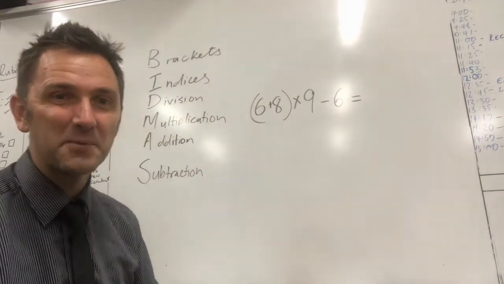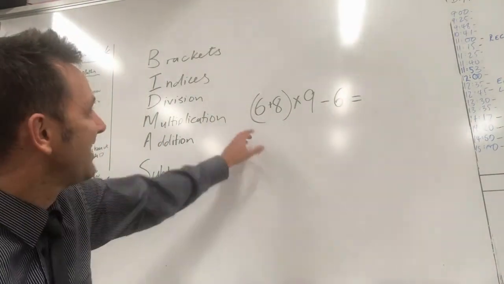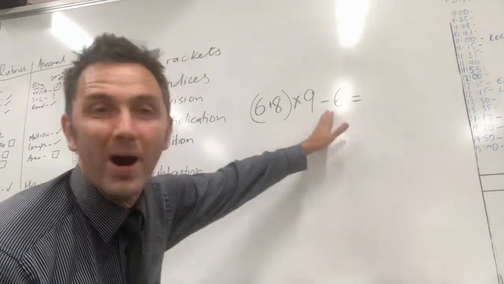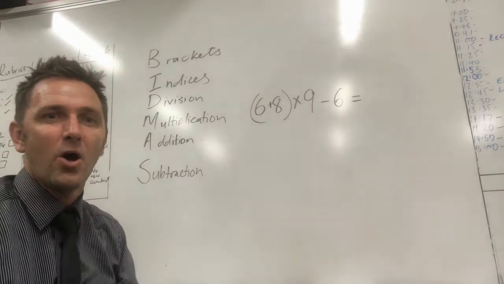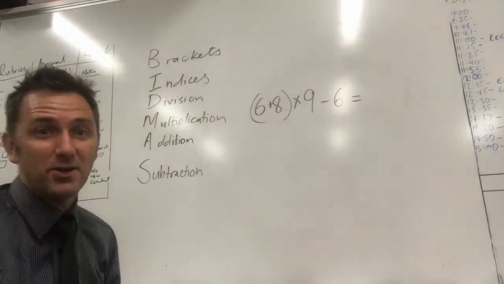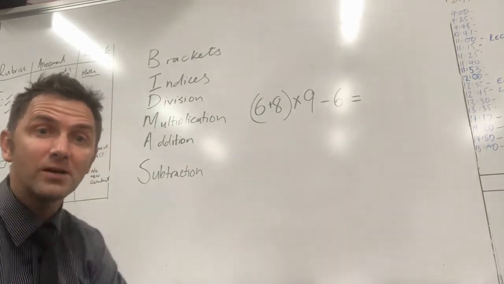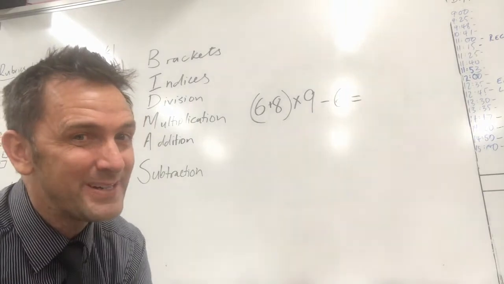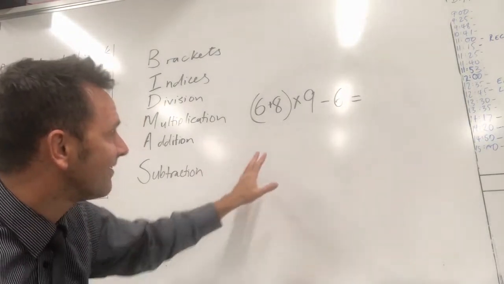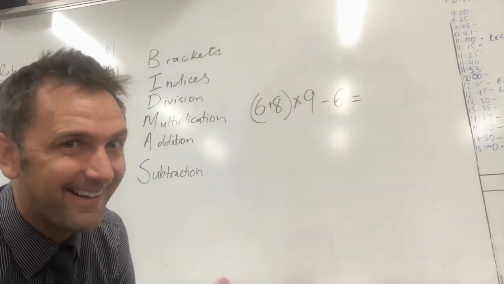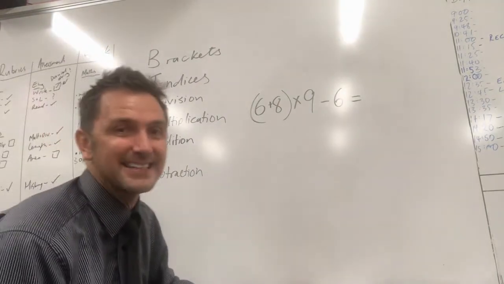Here we go. We're doing one together. 6 plus 8 in brackets times 9 minus 6, okay? What you gonna do? You're gonna go to BIDMAS and you're gonna tell me what part you do first. Which part do you do first? That's right, Mr. Burns. It's the part in the brackets. So, 6 plus 8 is? Okay, I hope you worked out that that is 14.